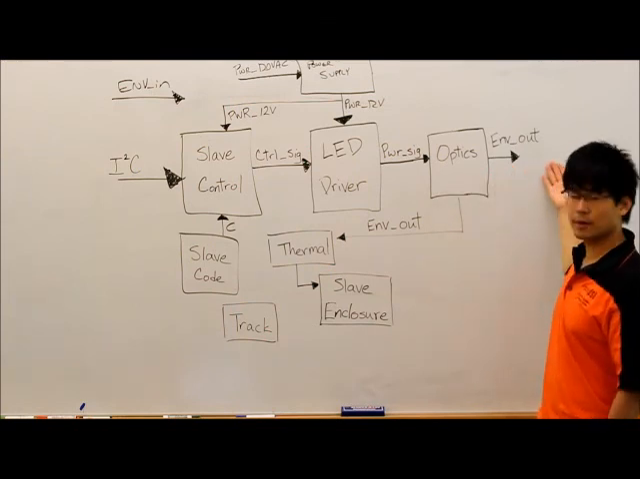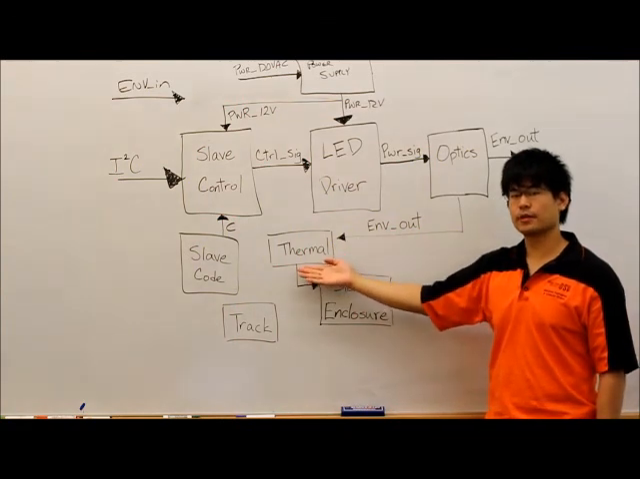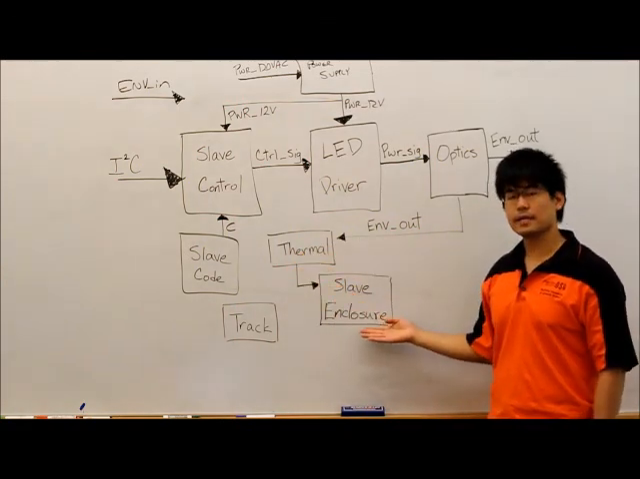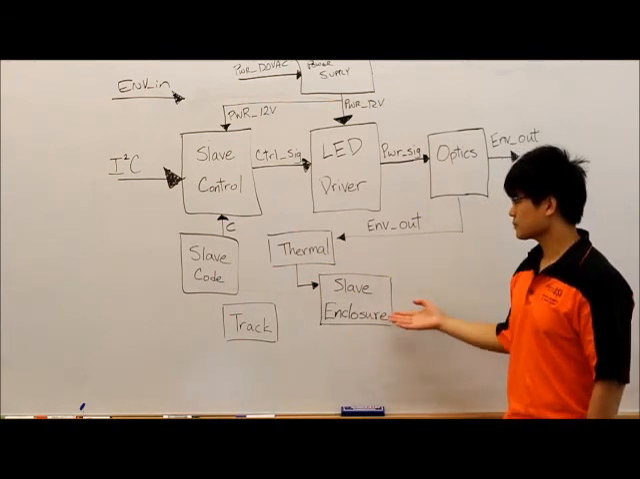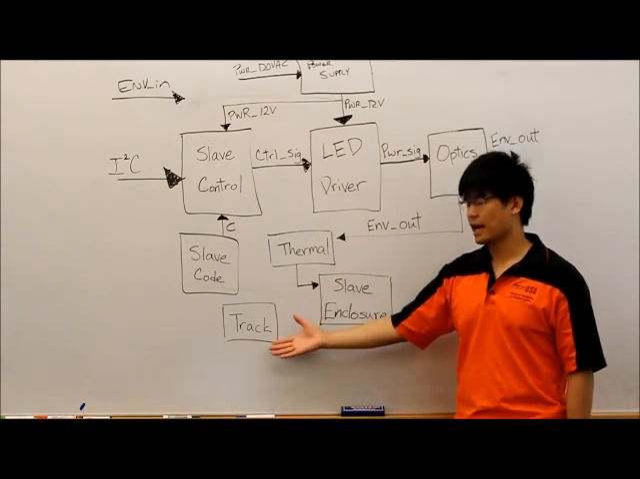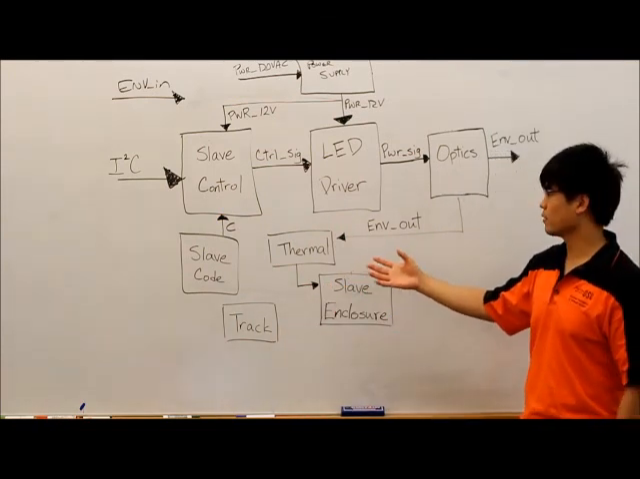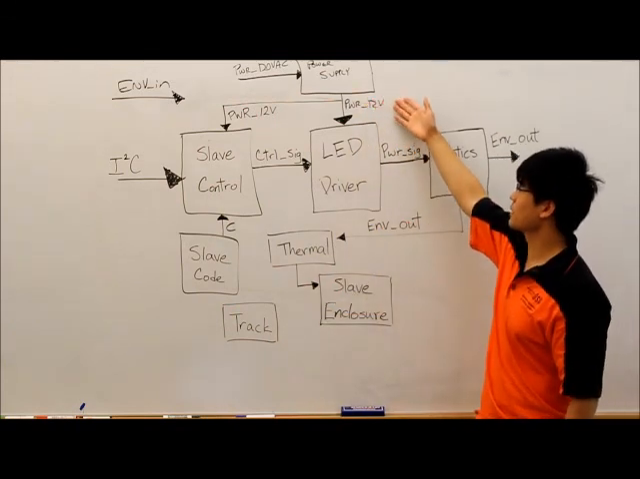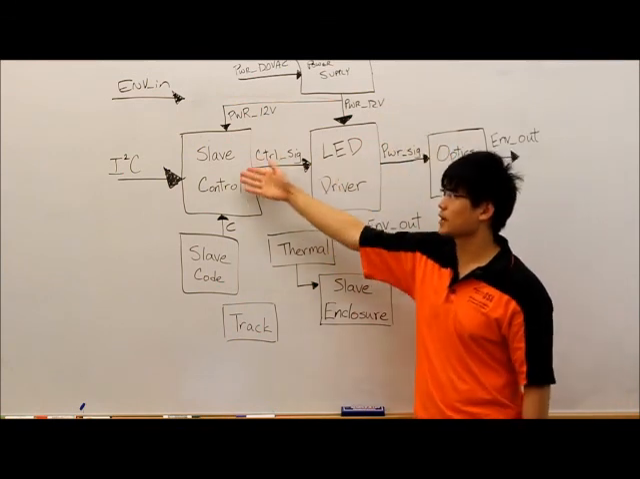Light will be one part of the environment out, and the heat will go into our next block, which would be thermal heat sinks. Our heat sink is going to be enclosed in our slave enclosure. Lastly, we have the track system, which would be part of our whole overall slave module. And we also have a power supply block, which will supply 12 volt DC power to our LED driver and our slave controller.